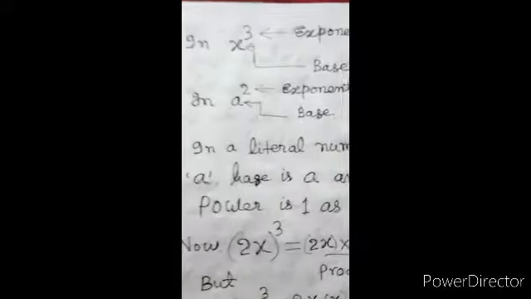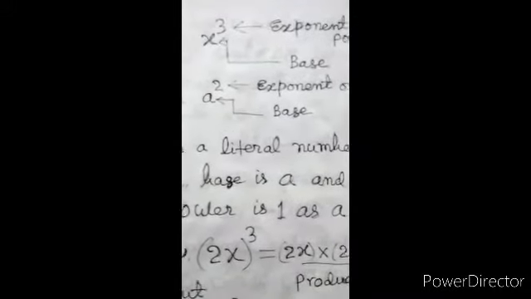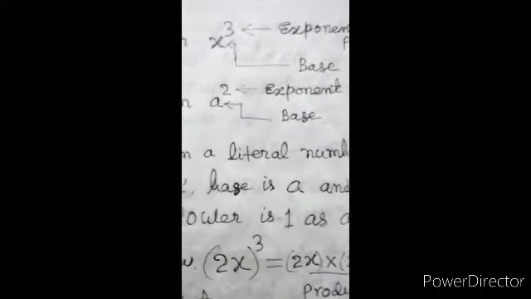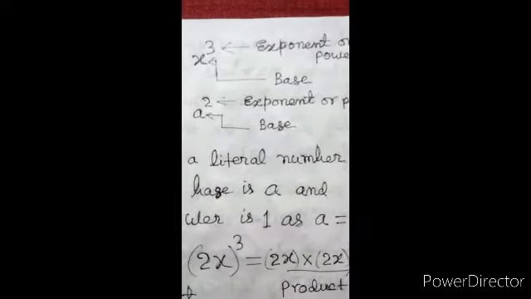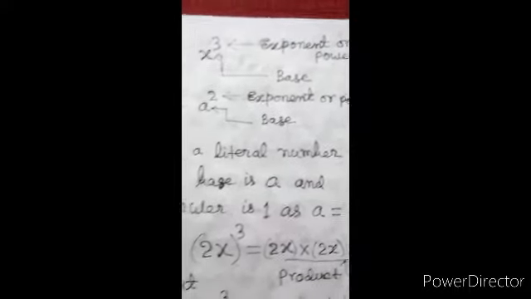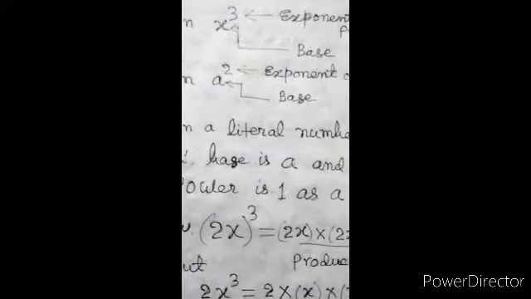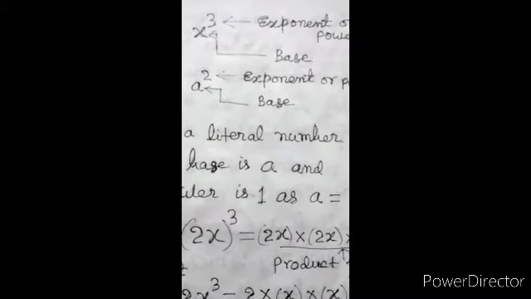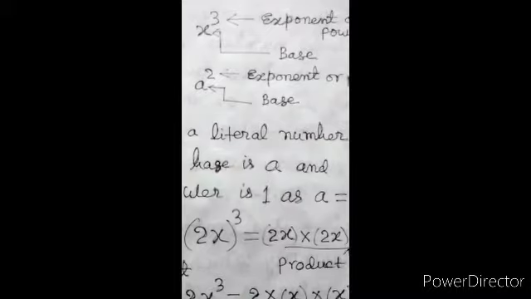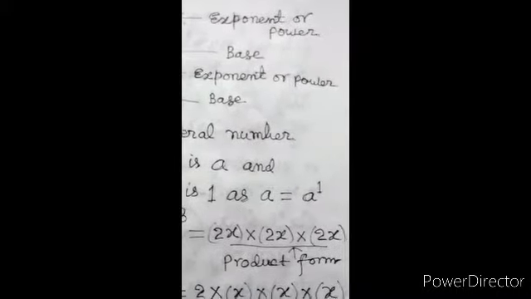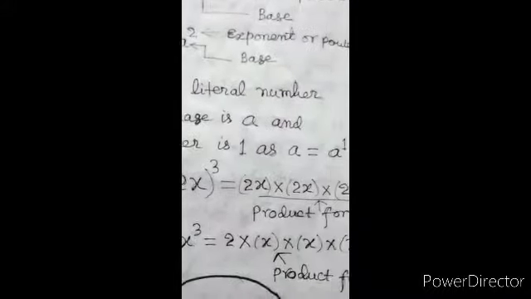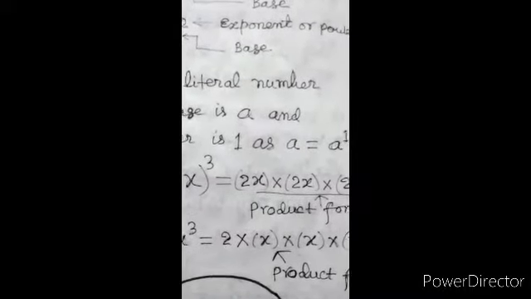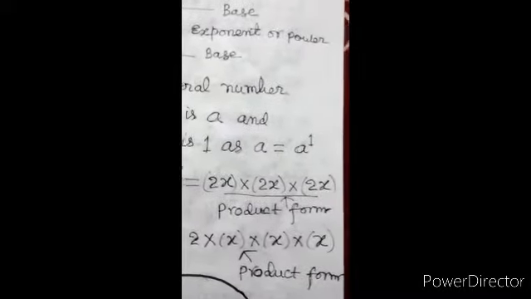Now, in x cube, x is its base and its power, that is 3 or cube. This is called exponent or power. In a square, a is base, whereas its power 2 is called its exponent or power. In a literal number, base is a and power is 1, as we can write a is equal to a to the power 1. 1 remains hidden.